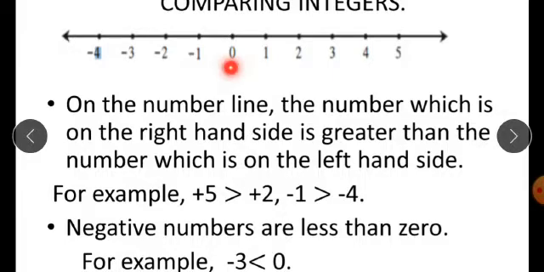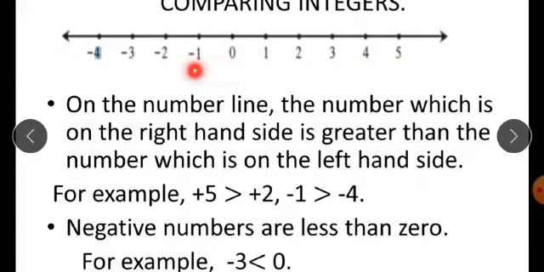So students, I have shown here number lines with integers, means origin, that is 0, all positive numbers to the right of the origin and all negative numbers to the left of the origin. Therefore, I repeat, on the number line, the number on the right hand side is greater than the number on the left hand side. So we can say that 1 is greater than 0, 2 is greater than 1, 3 is greater than 2, 4 is greater than 3, 5 is greater than 4. So we say that all positive numbers are greater than 0.